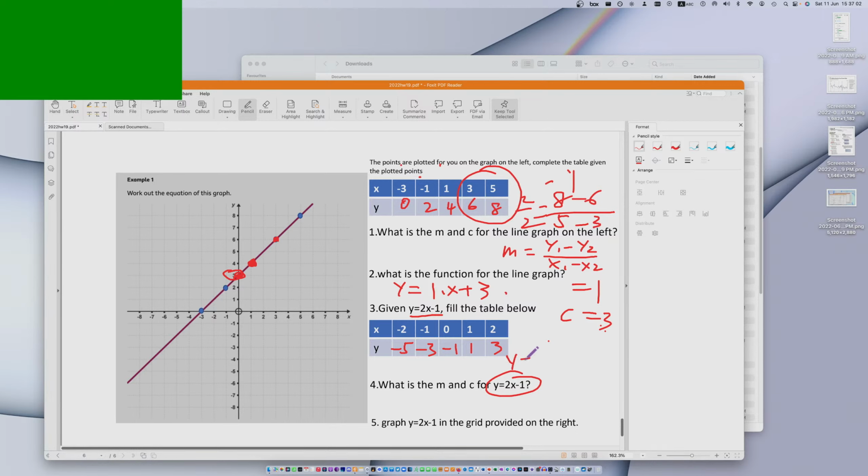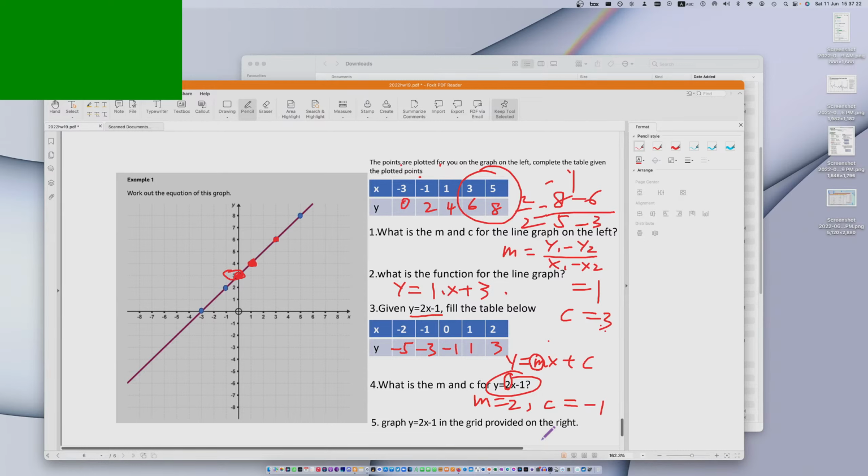Another way to do is y equals to mx plus c. What you do? Compare. Can you see? So m is equal to 2. C, 1 or minus 1? Minus 1. Okay, good. So remember, how many ways to find m?